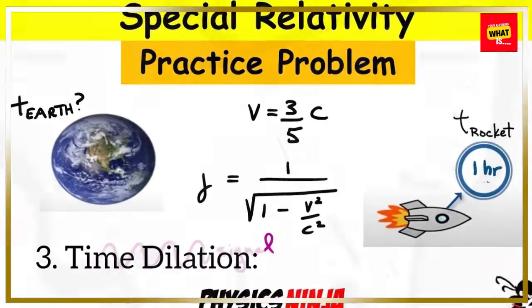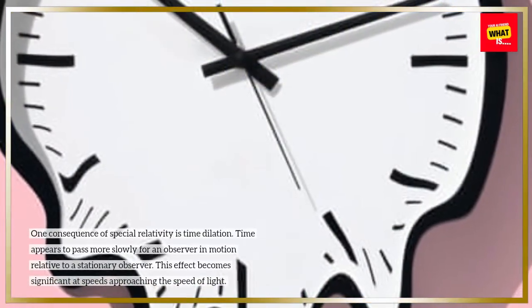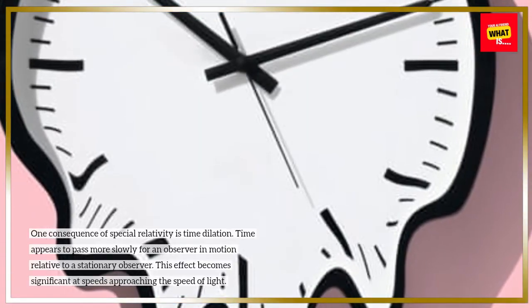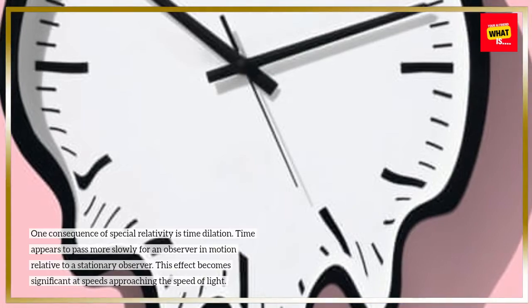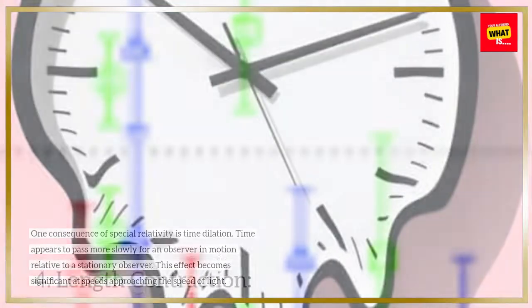3. Time dilation. One consequence of special relativity is time dilation. Time appears to pass more slowly for an observer in motion relative to a stationary observer. This effect becomes significant at speeds approaching the speed of light.